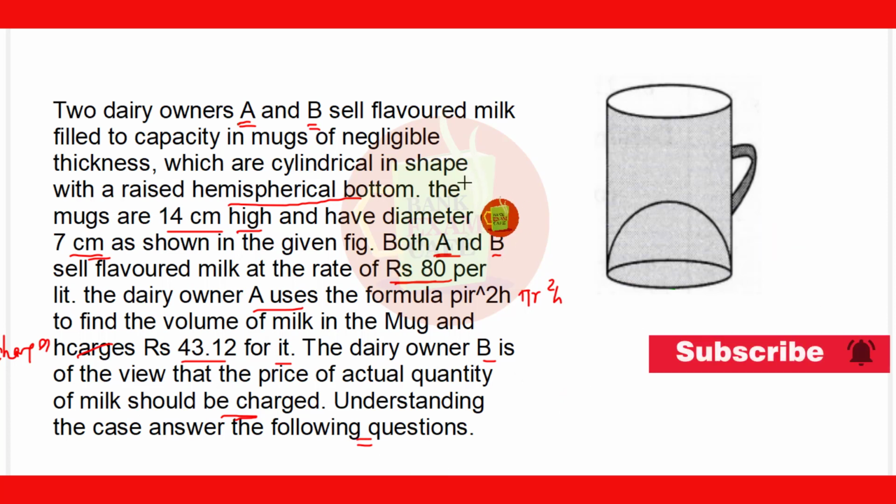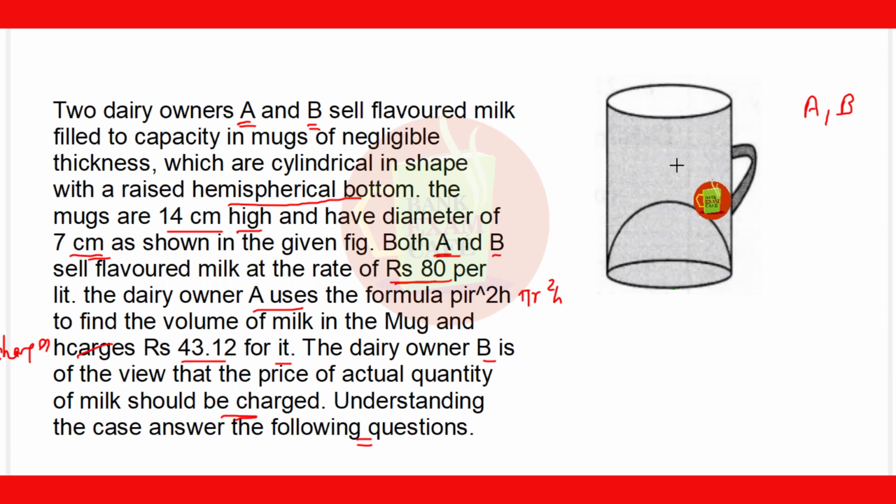Friends, in the case it is said that there are two dairy owners A and B. They have the mugs and they sell the flavored milk to the capacity of that mugs, where the height of this mug is given as 14 cm and the diameter of the mug is given as 7 cm. And at the bottom there is a raised hemispherical bottom. And A is using the formula of pi r square h to measure the volume of the milk in the mug.